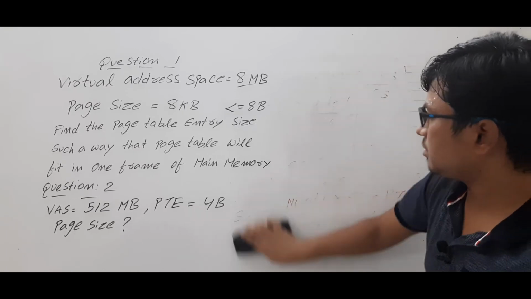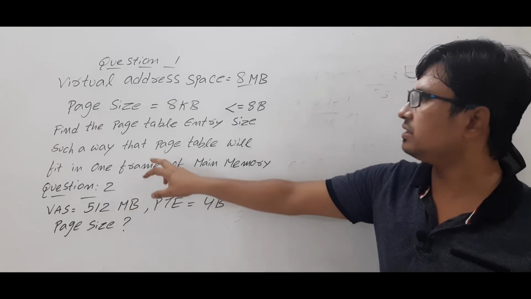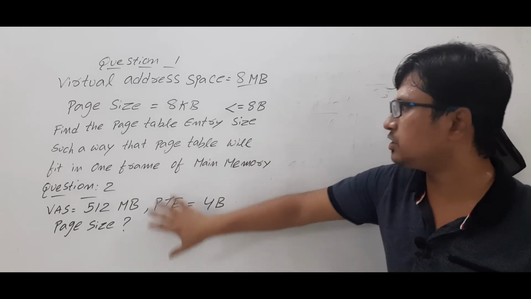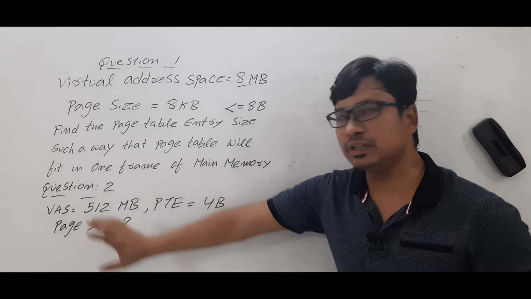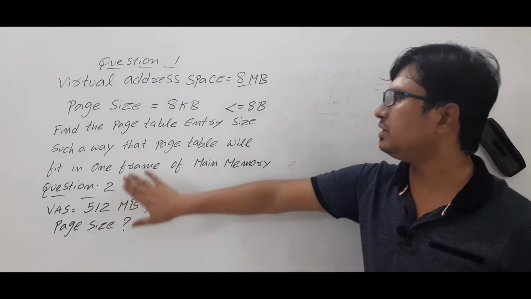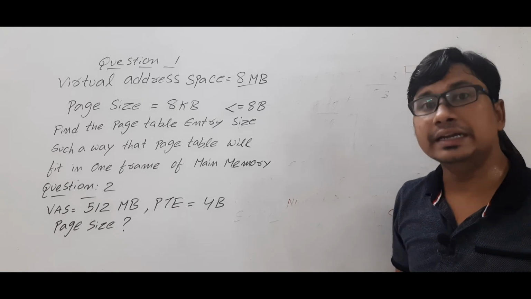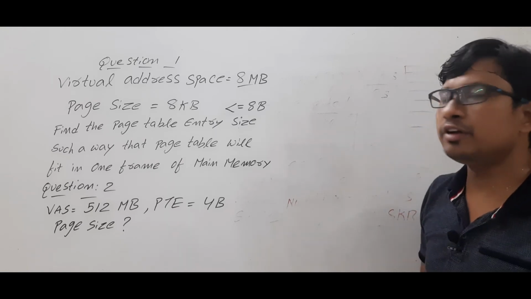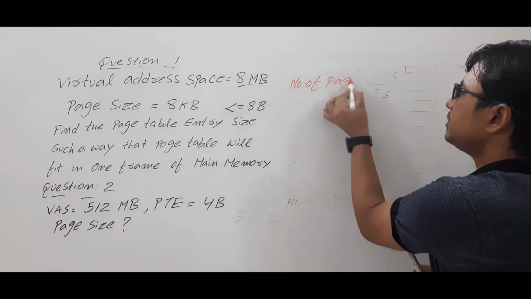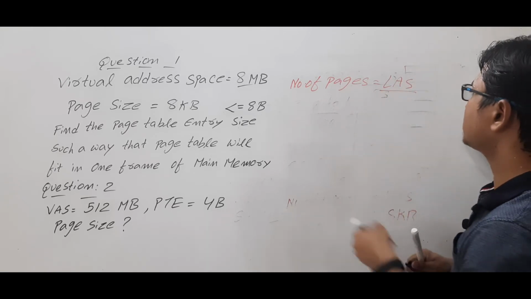let me use the concept. So remember one thing, again we have to find the page size such a way that page table will fit in one frame of main memory. They have given the virtual address space and page table entry size. So we need to find the number of entries in the page table. Number of entries in the page table will be equal to number of pages. Number of pages is equal to logical address space by page size.